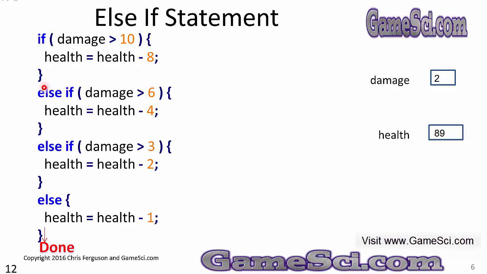So this one is chained to the initial if-else, and this one is chained onto the second if-else, and this final else is sort of our catch-all. It executes when none of these options are true.